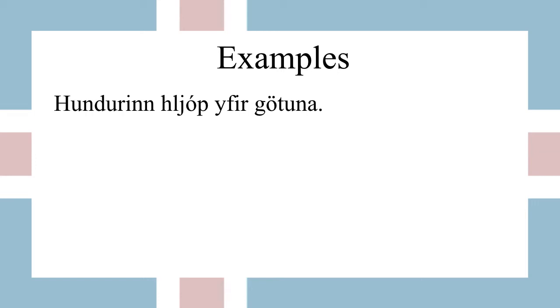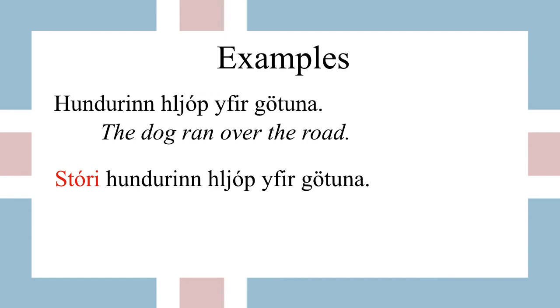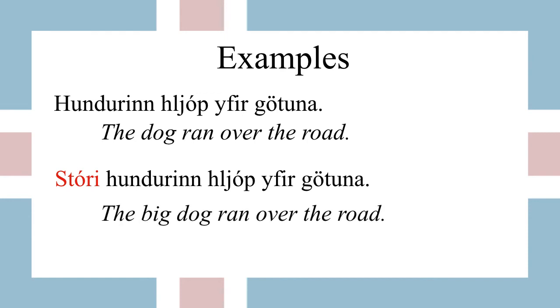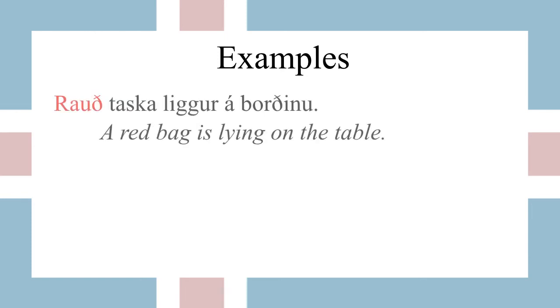Let's look at another example. Hundurinn hljóp yfir götuna. Now this is almost the same sentence, except now we have the definite article ending, so it means the dog ran over the road. So now when we add an adjective, stóri hundurinn hljóp yfir götuna. The big dog ran over the road. And now that we're talking about a definite noun, we're going to use the weak form of the adjective.